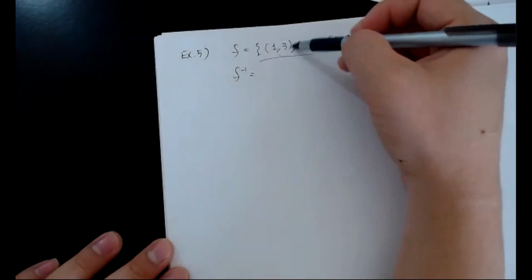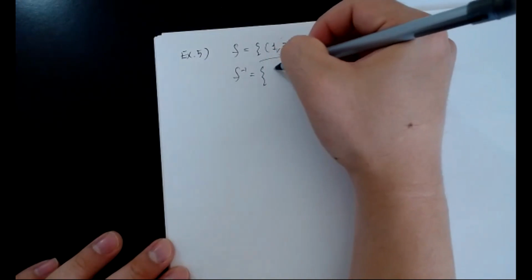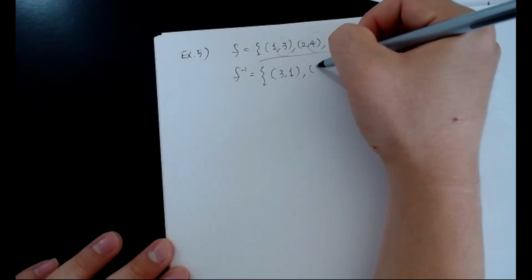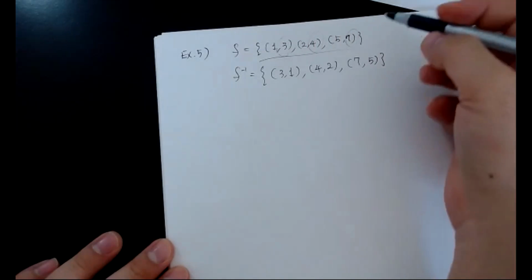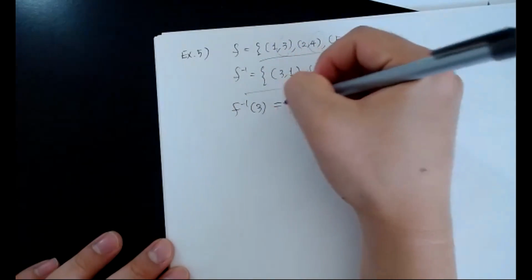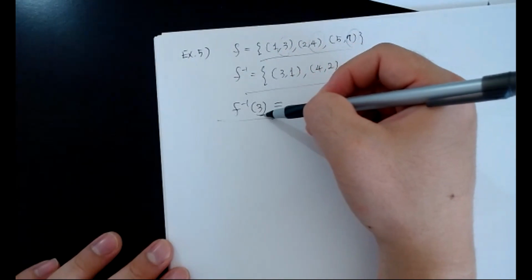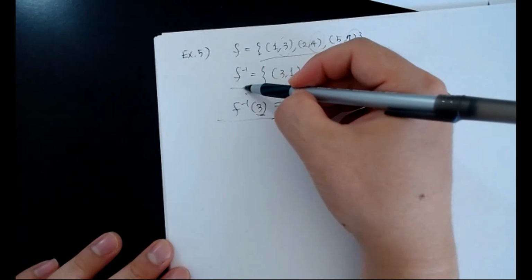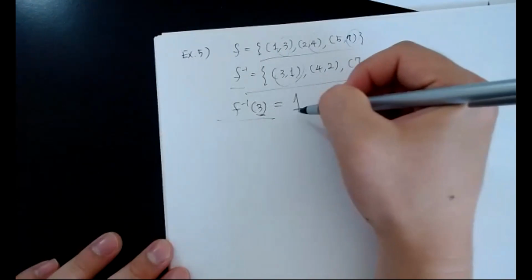Okay. So why? Because you see that all of the second coordinates are different, right? So the f inverse is going to be 3, 1, 4, 2, and then 7, 5. Okay. So that's f inverse. What's the f inverse of 3? We find the second coordinate corresponding to first coordinate 3 in the function f inverse. You see that 3, 1, so just 1 must be the answer.